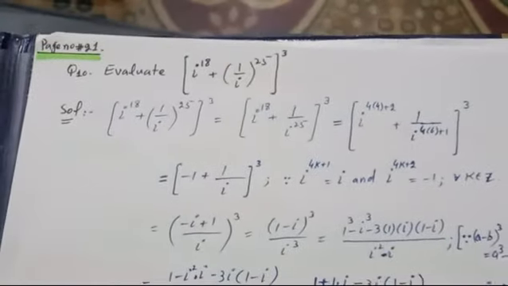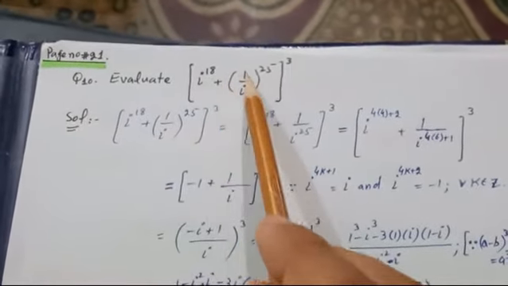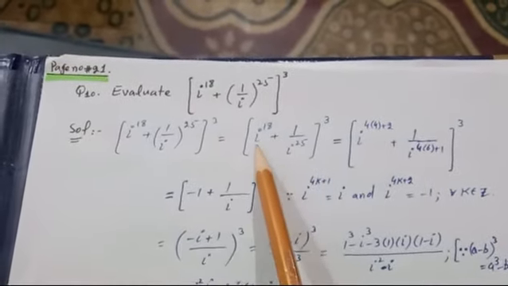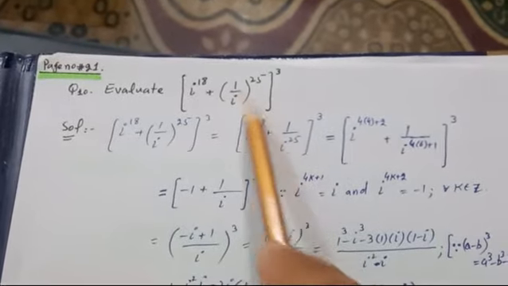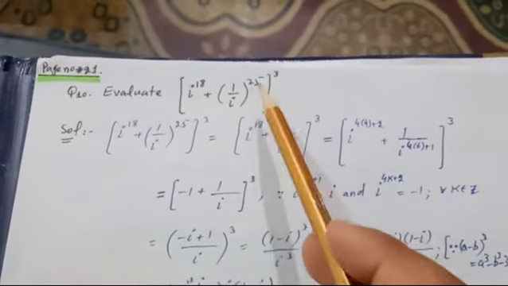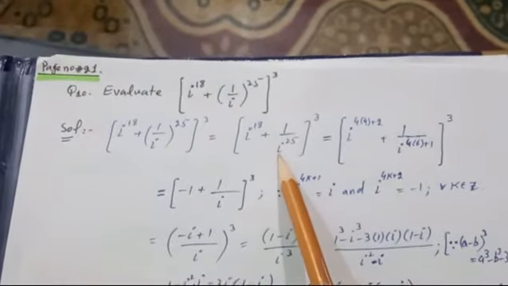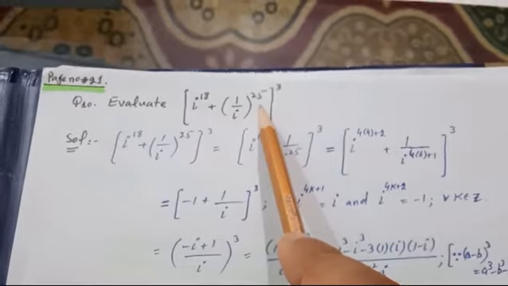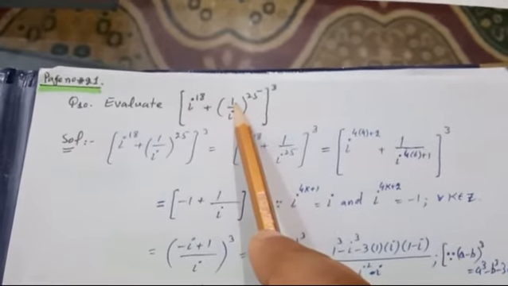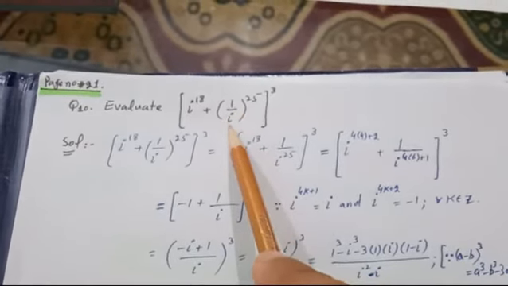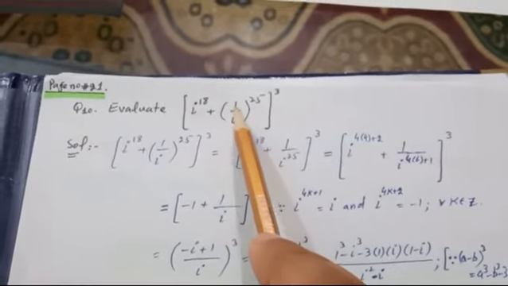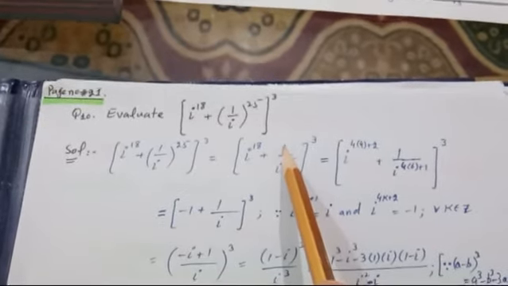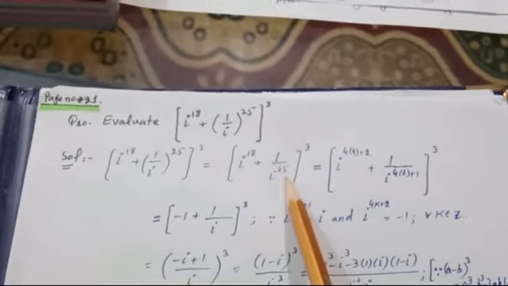This is another question, question number 10: iota power 18 plus 1 divided by iota power 23, whole power 3. So this is iota power 18 plus 1 power 25 over iota power 25. The power 25 comes on 1 as well as on iota. 1 power 25 means you are multiplying 1 twenty-five times, so you will get 1, and the denominator is iota power 25.